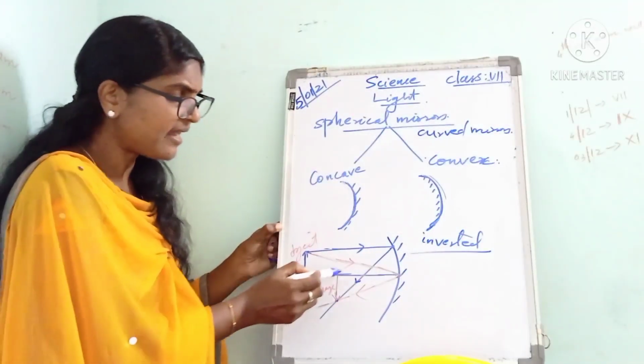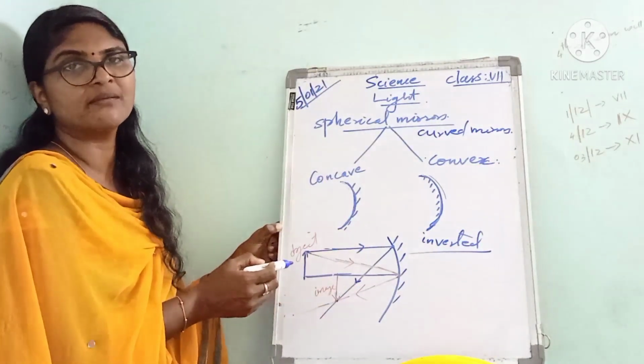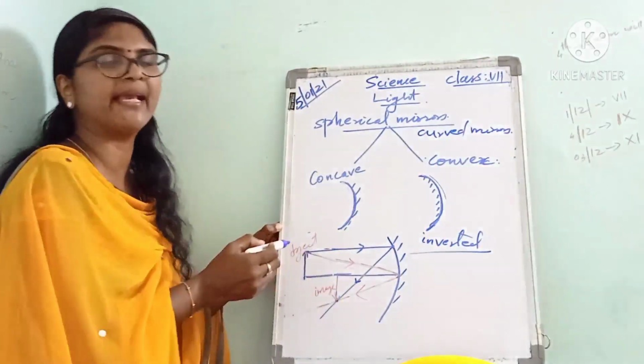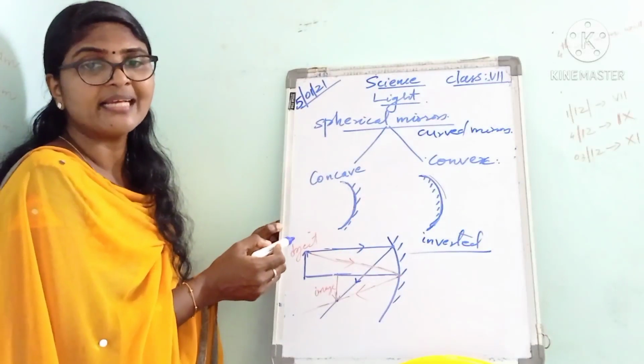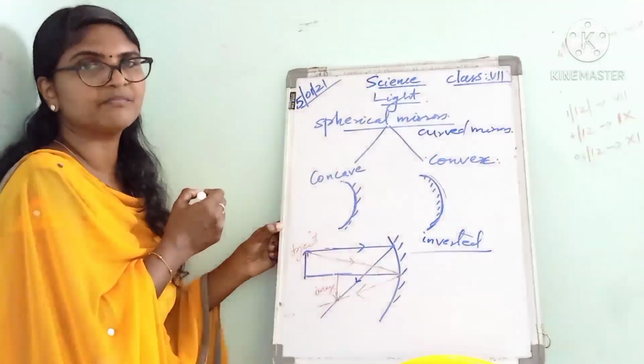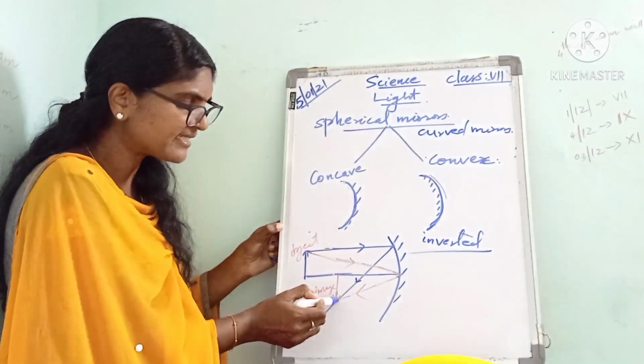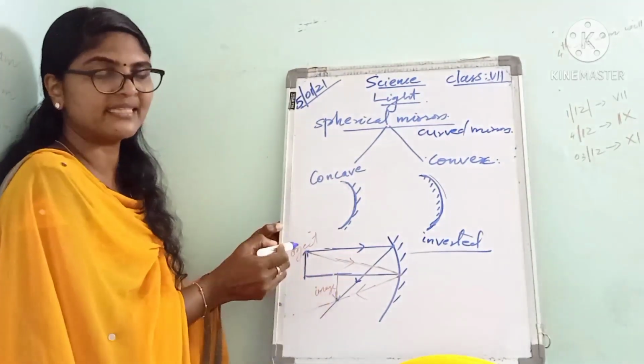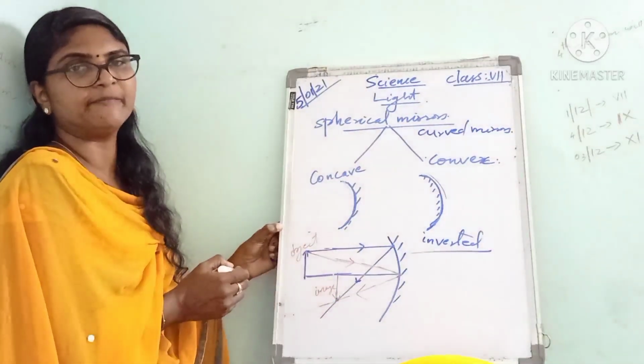So here the real image is formed. The real image produced by a concave mirror is formed by the actual reflected rays of light. Here the two reflected rays are meeting, and there we get the image.